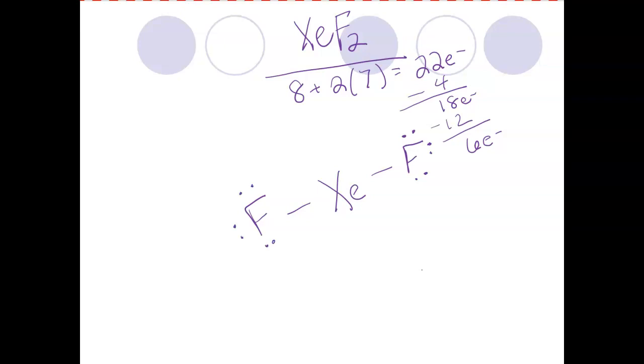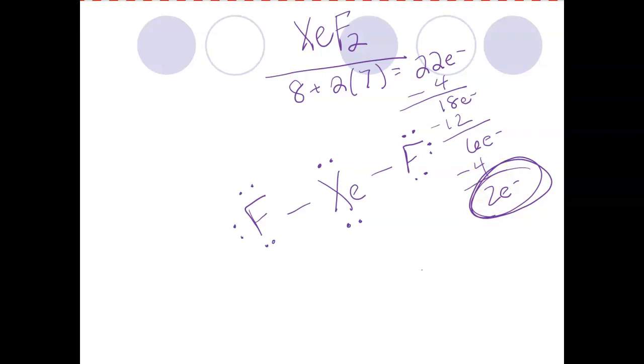Okay, so I have 6 electrons left. The outside atoms have their octet. The central atom only has 4. We have 6 electrons left. To get it to its octet, we would add 1, 2, 3, 4. So right now, all the atoms have 8 electrons. But the problem I have is there's still 2 electrons left over, and I have to use all of them.